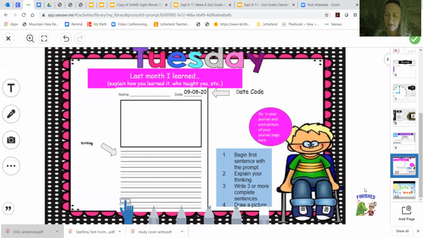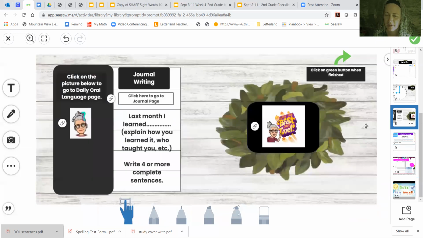Okay, now right here it says you're finished. So when you're finished, if you look down here, go to page 8, and it tells you what to do. Then you need to click on the green button when you're finished. But only click on that green button when you have done your daily oral language and your journal writing. And they are down below this because I needed to have this before them. All right?